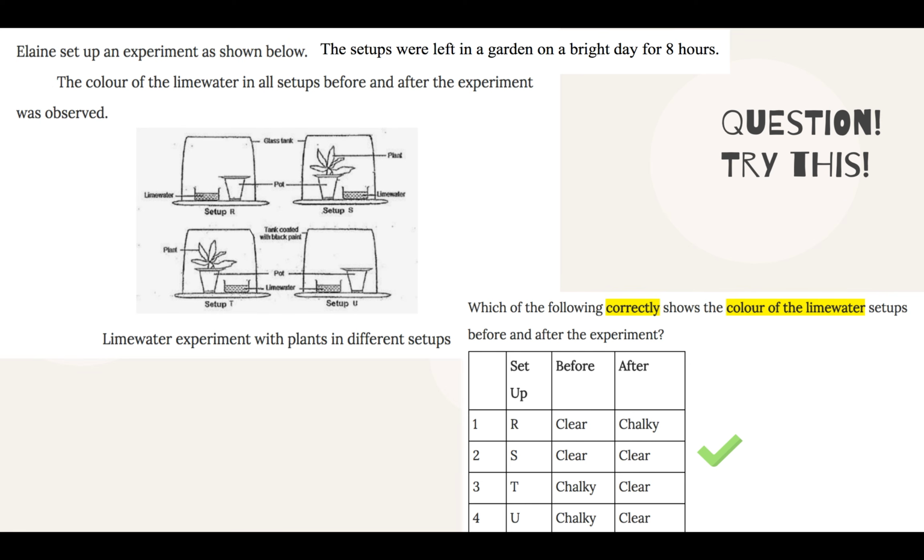S has a pot of plant. The carbon dioxide from respiration of the plant is used by the plant for photosynthesis. Thus, the amount of carbon dioxide in the setup did not increase to turn lime water chalky. Hence, lime water remains clear.